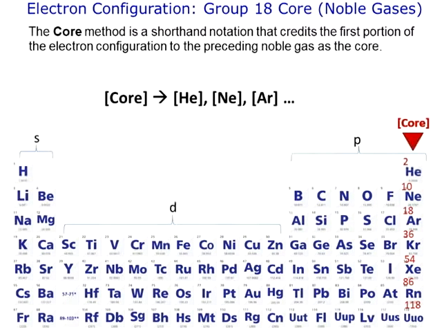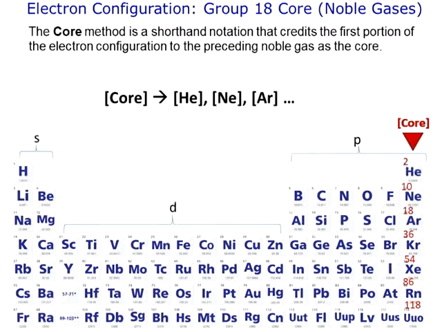Now, chemists have also developed a way of writing a shorthand notation of the electron configuration. That is, for writing the sentence format of the electron configuration of elements and atoms. We call that the core or noble gas format. The core method is a shorthand notation that credits the first portion of the electron configuration to the preceding noble gas as its core, as the core of that atom. And we will show you exactly what that means in some examples.